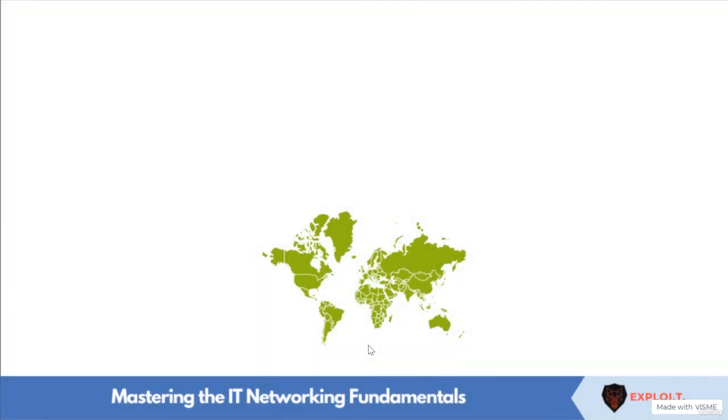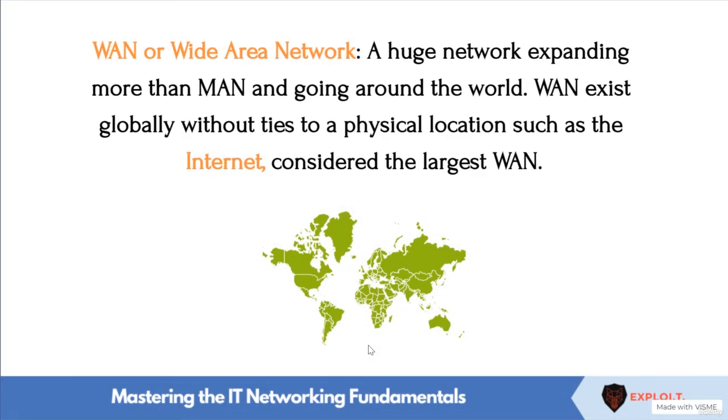So the last one, the wide area network, is the biggest possible network we have right now. A WAN or wide area network is bigger than MAN and it expands across the whole world. Not cities, not towns, continents. We are talking about continents and countries. So this is the biggest network that expands across the whole world. A WAN is essentially a network of networks with the internet as the world's largest WAN.